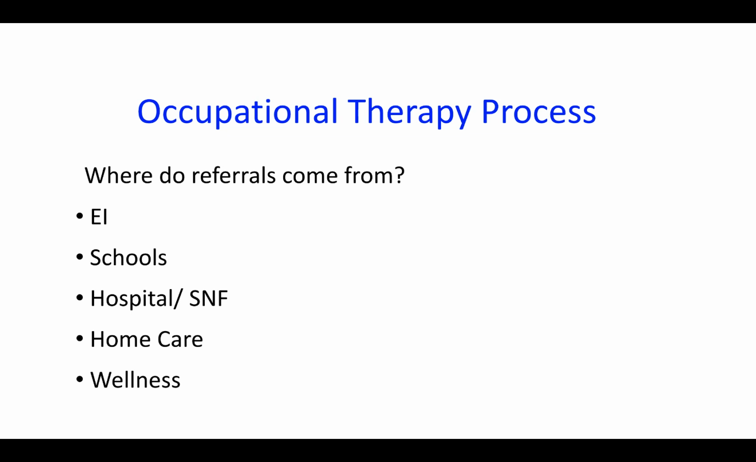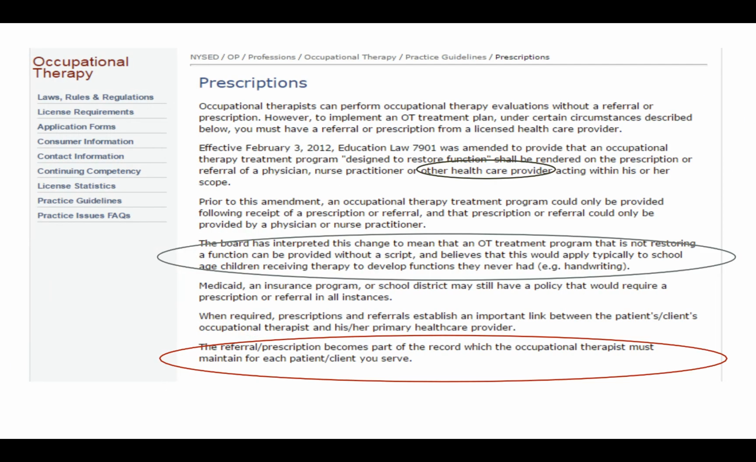Now, in order to provide OT services, we have to have a prescription. We are licensed, and our license falls under the medical model, which requires that we have a prescription in order to provide treatment. So this is done in a school setting, in home care, in a hospital or nursing home or psychiatric center. Any of these areas, we need to have a prescription from a physician.